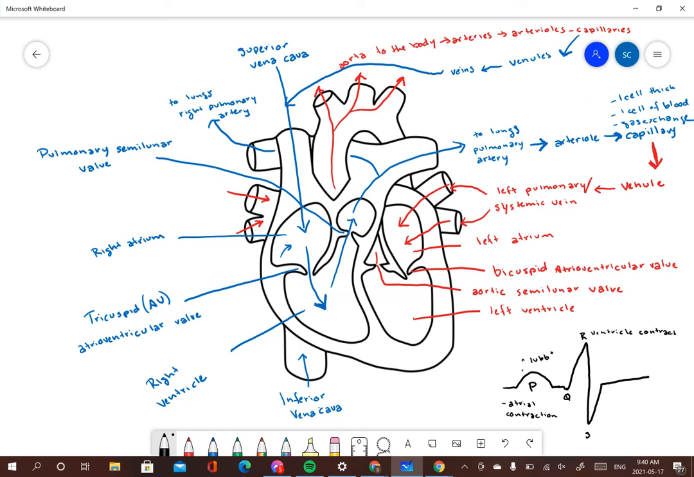And so for your resting heart rate, you're just going to be feeling your ventricle contraction. Fun fact, just so you know. But that is your dub sound.